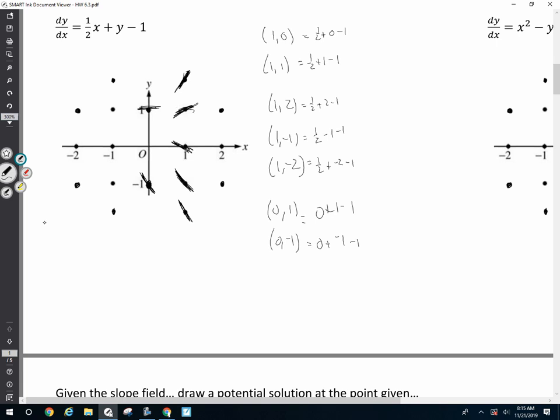All right, let's try x is 2. That'll be easy because we'll have 1 half 2 plus 0 minus 1, which will always be 1. 1 minus 1 is 0, so 2, 0, 0. 2, 1. 1 half 2 plus 1 minus 1, which would be 1. 2, negative 1. 1 half 2 plus negative 1 minus 1. That'll be negative 1.